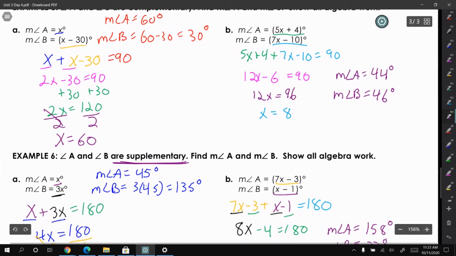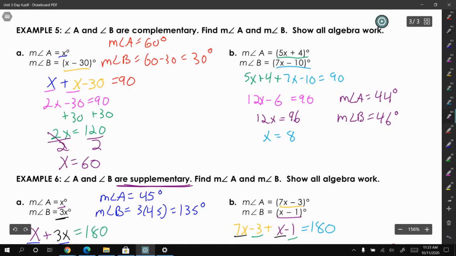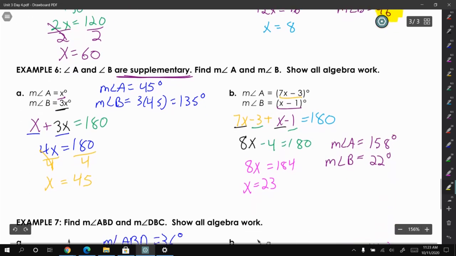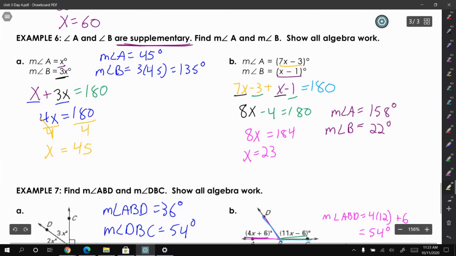All right, so look at letter B. For example number 5, this is what I got. I set it up. I solved for x, I got 8, and then I plugged that back in to get my 2 angles. And again, you can always check, do these 2 angles add up to 90? Here's letter B in example number 6. These 2 angles, they have to add up to 180 because they are supplementary. So I got x equals 23, then plug that in for each angle.